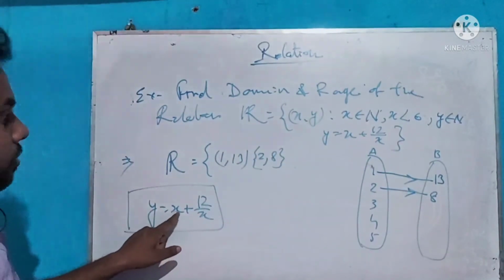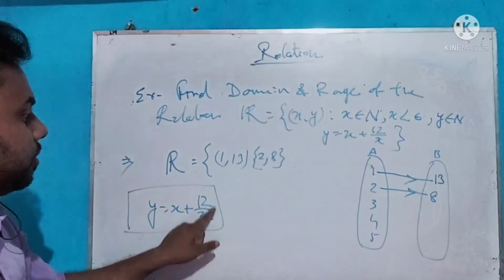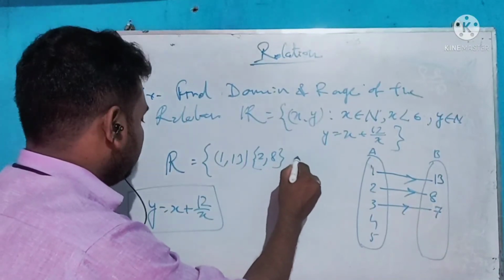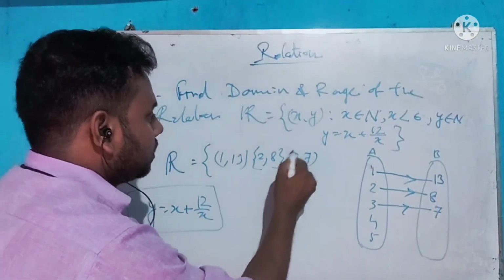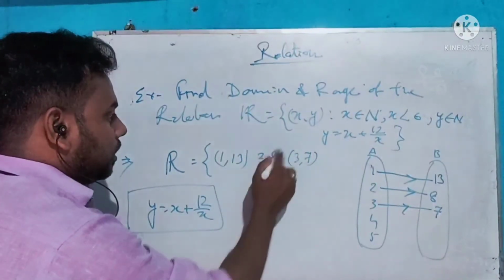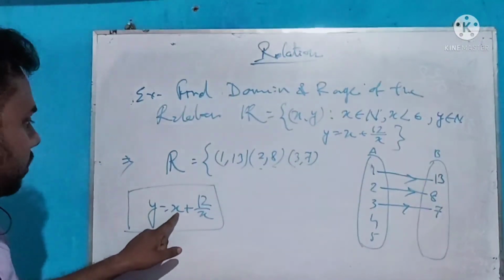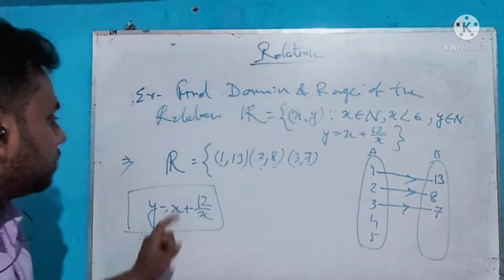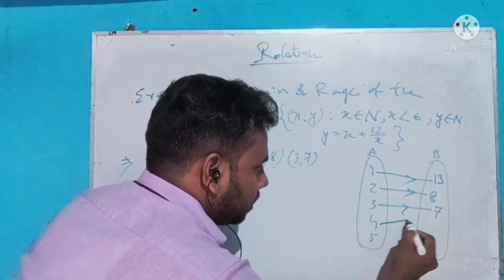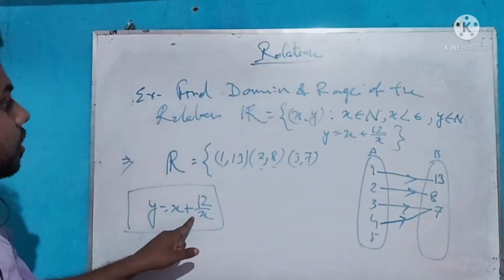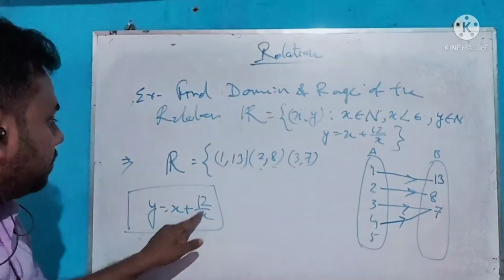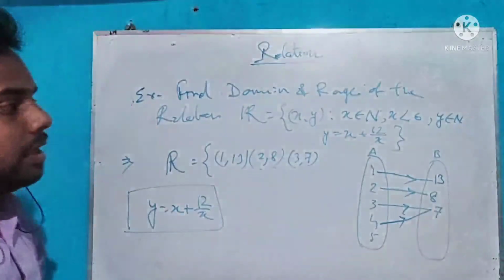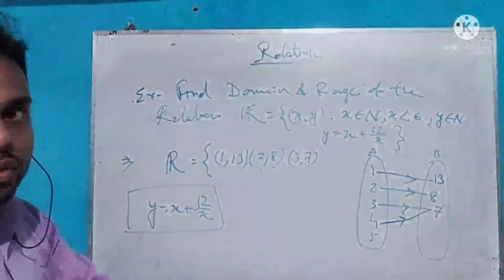Next we put 3. 3 plus 12 by 3: 12 by 3 is 4, 4 plus 3 is 7. So 3 is related to 7. Next we put 4. 4 plus 12 by 4: 12 by 4 is 3, 3 plus 4 is 7. So 4 is also related to 7. Next we put 5. Then this portion becomes a fraction, so 5 has no image in set B.